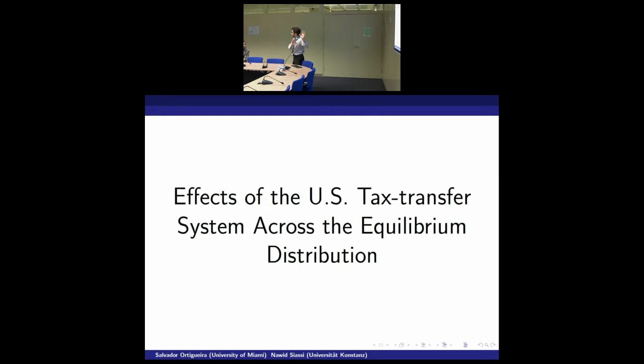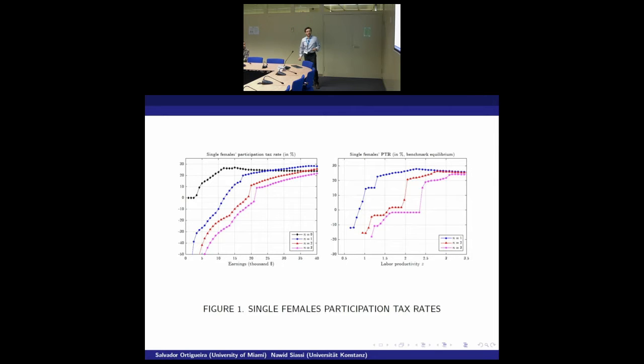That is, even though we have non-college educated individuals, some people are going to earn $10,000 per year, and some people are going to earn $70,000 per year. So let's see how the tax transfer system in the US is going to introduce distortions among individuals in different places of the distribution. Okay? So let's start with single females' participation tax rates. The participation tax rate is basically the tax rate that I pay if I participate minus the tax rate that I pay if I don't participate, divided by earnings. It's a measure of how my taxes and transfers change if I participate versus if I don't participate.